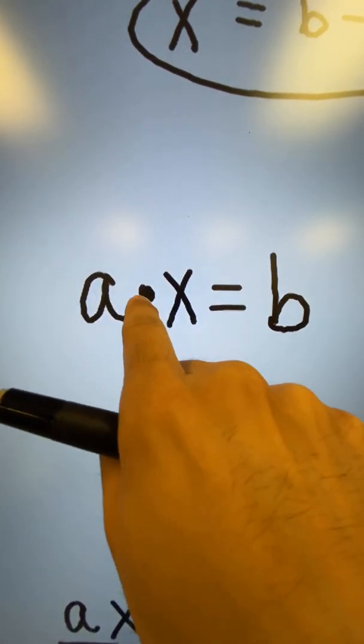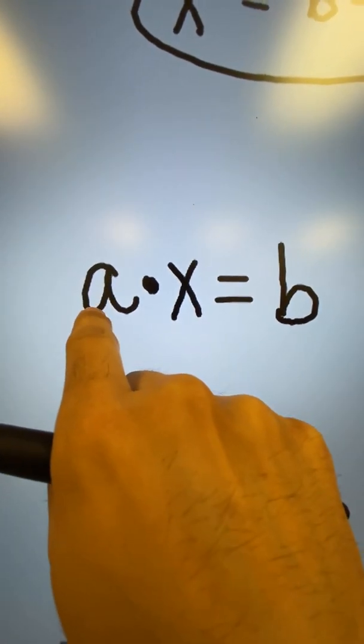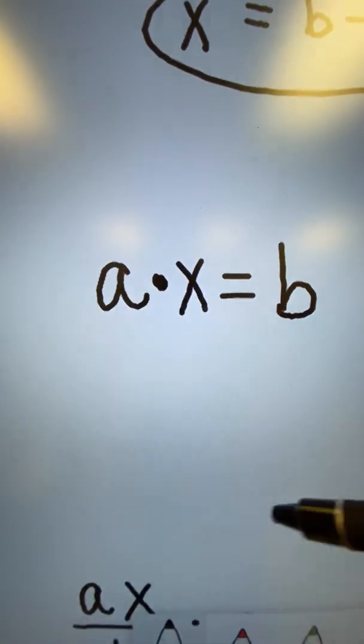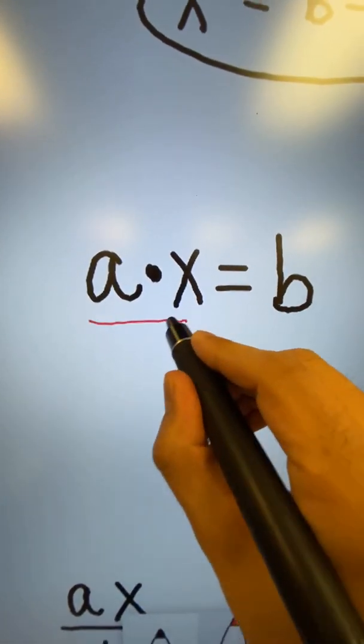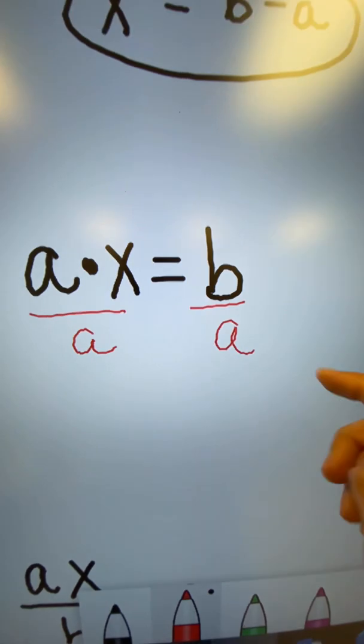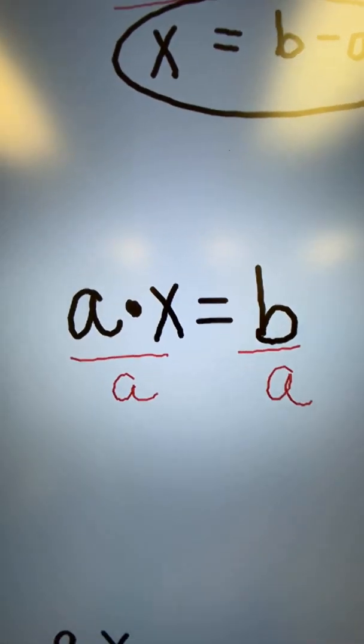Ask yourself, what is the opposite of multiplying by a number a? Well, the opposite of multiplying by a is to divide by a. So I'm going to divide both sides by a. Again, always do the same thing to both sides to balance the equation.